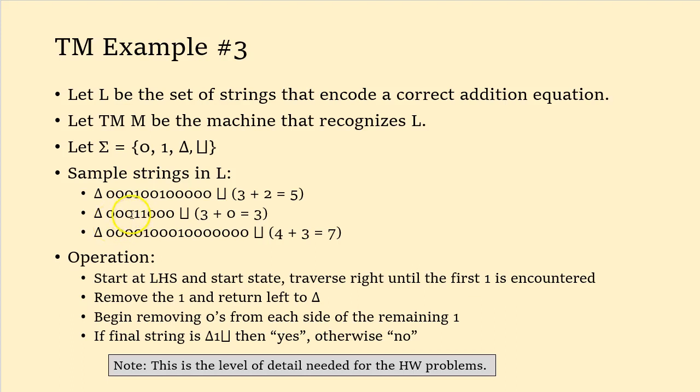A 0 would be represented with the two ones together, or if it was a 0 here, it would be the start of tape symbol with a 1 with no zeros in between.